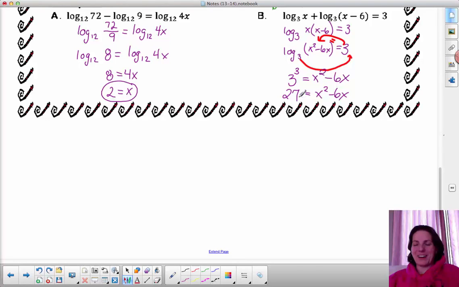So then we had to go ahead and finish this problem. We can't solve it by square roots. We have to solve it by factoring. So we'll set it equal to 0, which means that we subtracted 27 from both sides. And now we're looking for the pair of numbers that multiply to negative 27, but add to negative 6. So negative 9 and positive 3.